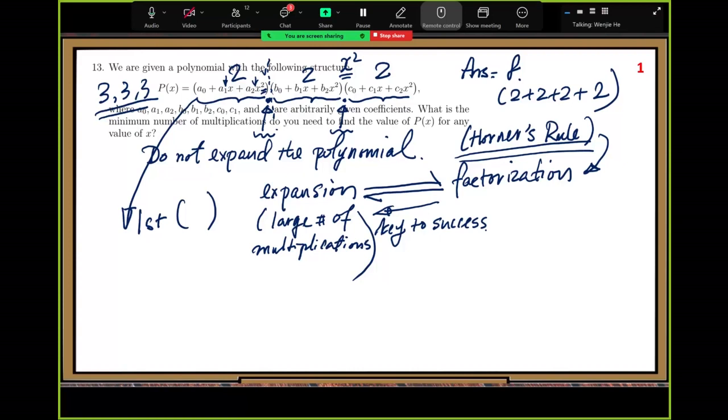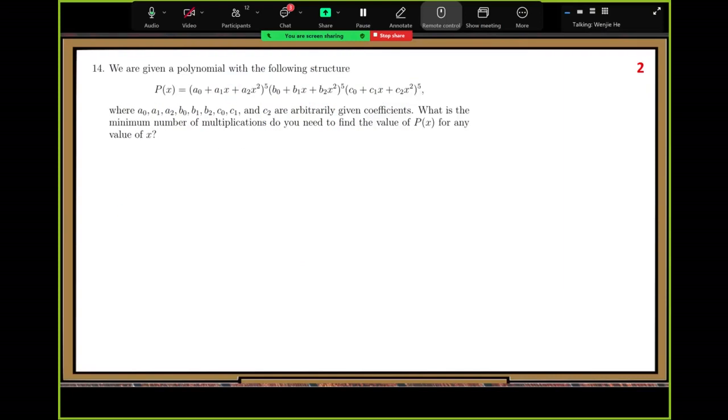Good. I hope you get a stronger impression after this discussion. And don't forget, in the midterm questions, whenever you see polynomial evaluation, try to connect to Horner's rule. The first thing you do, connect to Horner's rule. If you forget that, then it's very likely your answer is much worse than the correct one. All right, let's move to the next question.